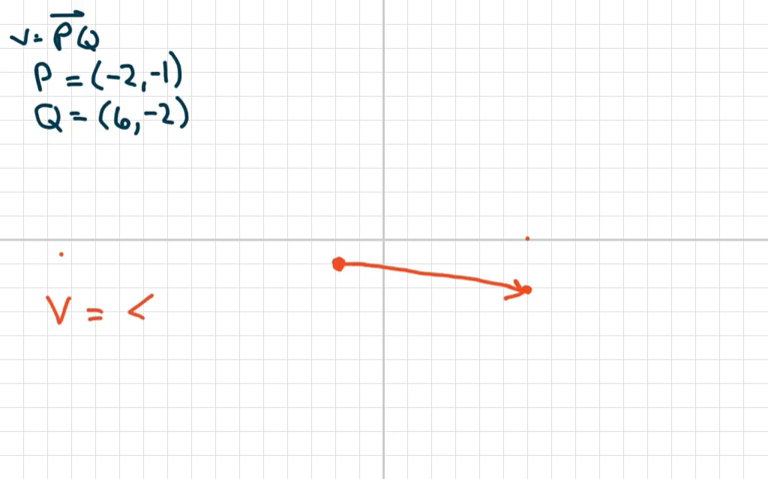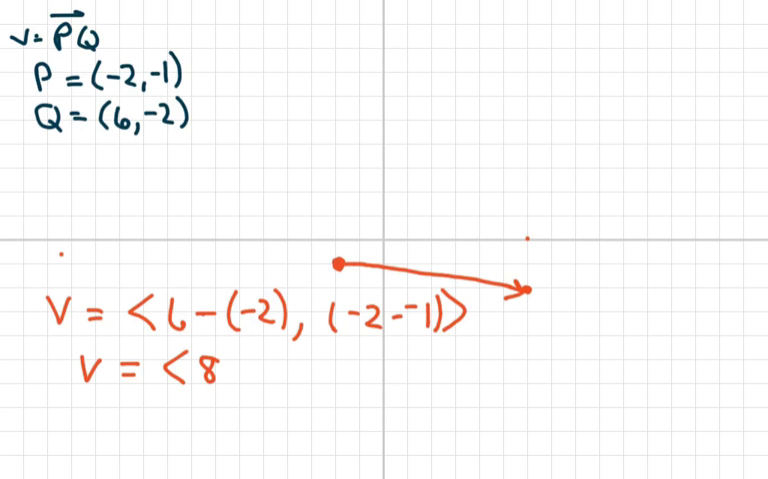So our vector is going to be 6 minus a negative 2, comma, negative 2 minus a negative 1. And that's going to give us 8, comma, negative 1. Or we could say 8i minus j. So when I draw this, we're going to start at 0 and go to 8. This was 6, 7, 8, and go down 1. So here it is. There's your position vector.